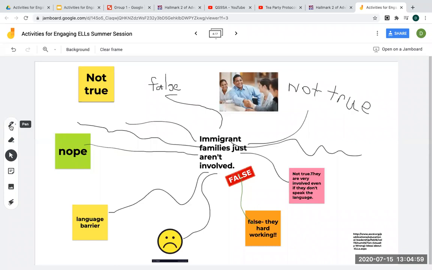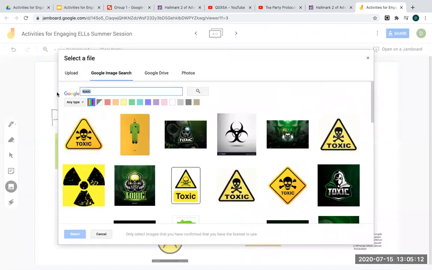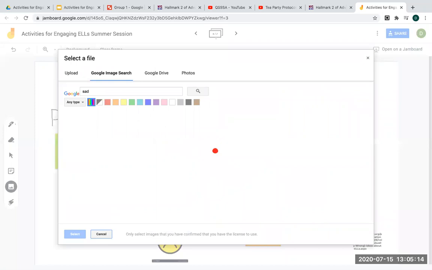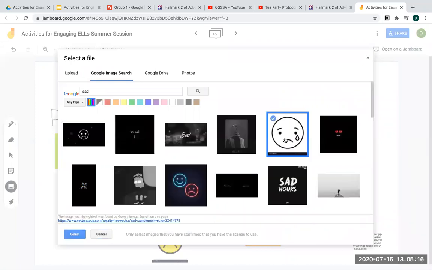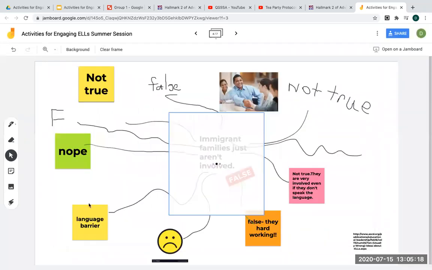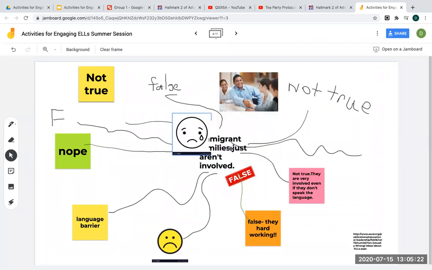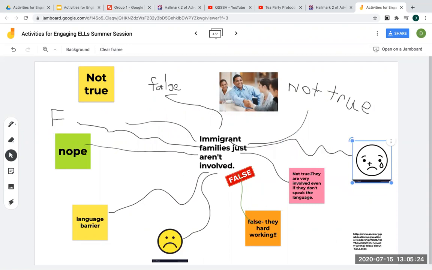Some participants were even daring enough to use the pen to write or scribble what they were thinking. So you see false and not true. And the other great thing too is in Jamboard, you can put an image. So, maybe this makes me feel sad. And so I will select that image, and it's really quick. And then I can put it at the end of my scribble.